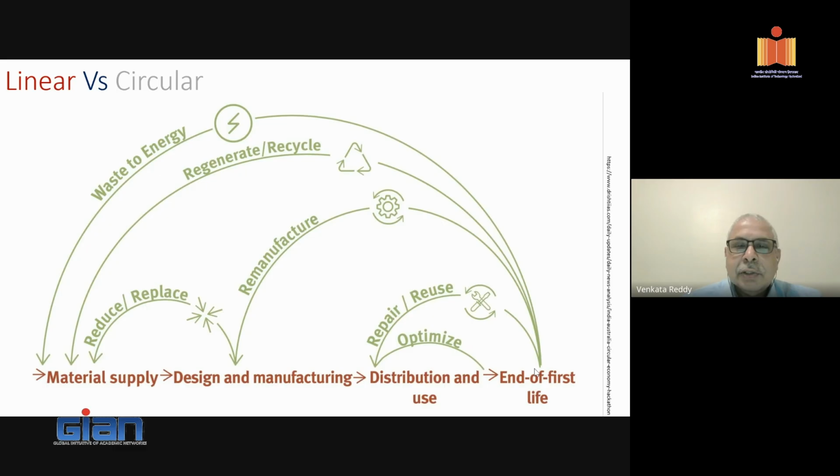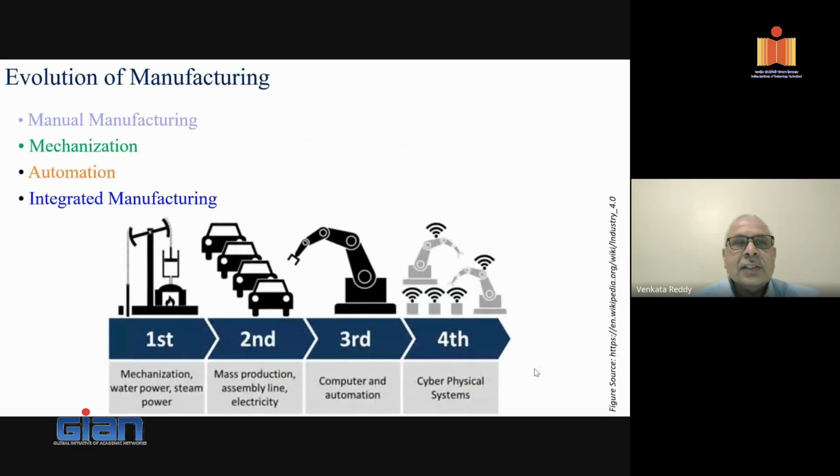You have to reuse them and all that. You have understood that at every stage we have to reduce whatever the resource is. Okay, and then reduce, reuse, refurbish, regenerate, recycle, all that you have heard. I don't want to get into that part here, but this slide conveys that linear versus circular.